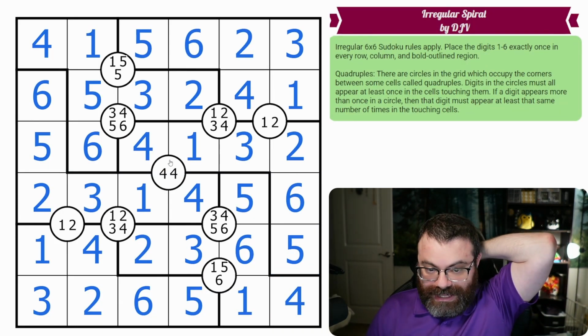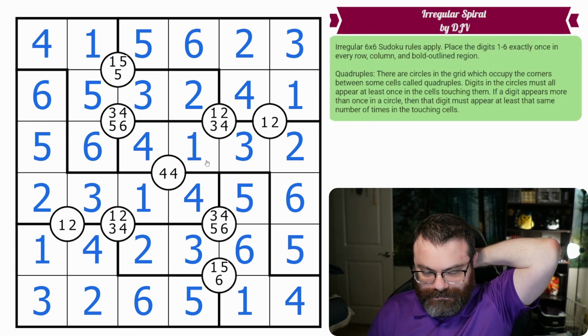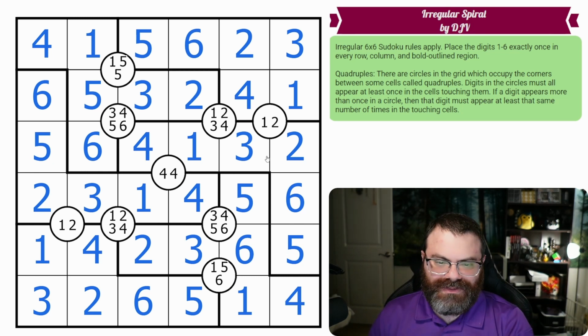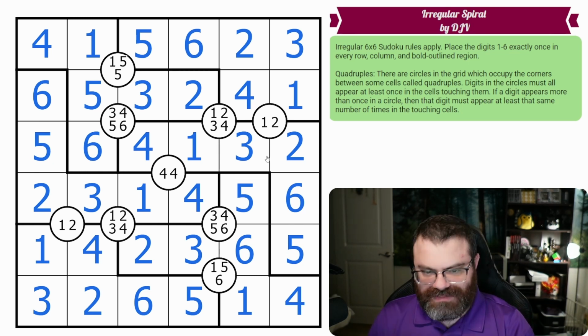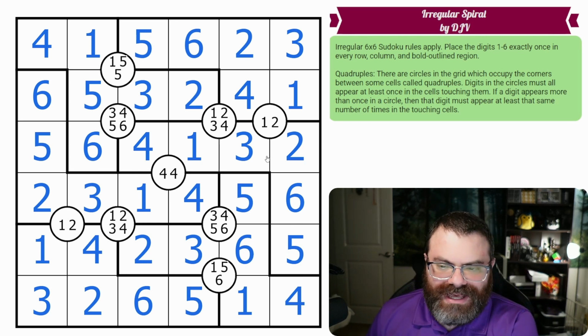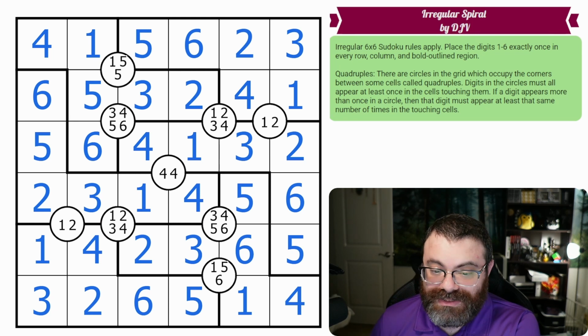Cool puzzle, DJV. I liked the two uses of the idea that these rows can have this number of values and they're all in a smaller space that's covered by those rows and columns. That was a neat use of that. I enjoyed that. I hope you enjoyed this puzzle as well.